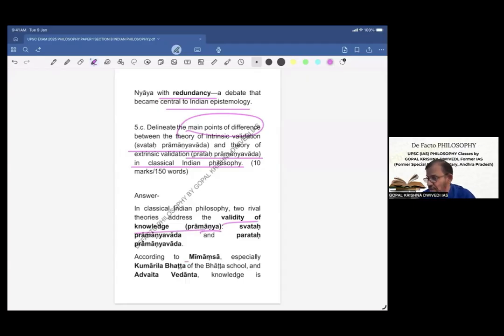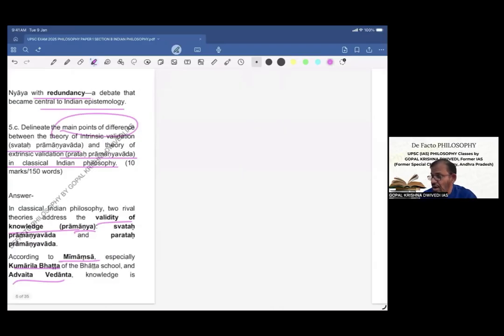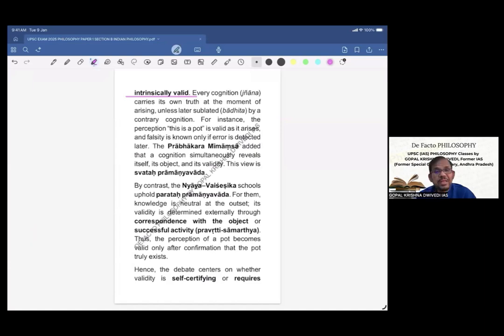According to Mimamsa, especially Kumarila Bhatta of the Bhatta school, and Advaita Vedanta, knowledge is intrinsically valid. Every cognition carries its own truth at the moment of arising, unless later sublated by a contrary cognition. For instance, the perception 'this is a pot' is valid as it arises, and falsity is known only if the error is detected later. Prabhakara Mimamsa added that a cognition simultaneously reveals itself, its object, and its validity. This view is Swatah Pramanyavad. So basically, Mimamsa and Advaita Vedanta are exponents of this.